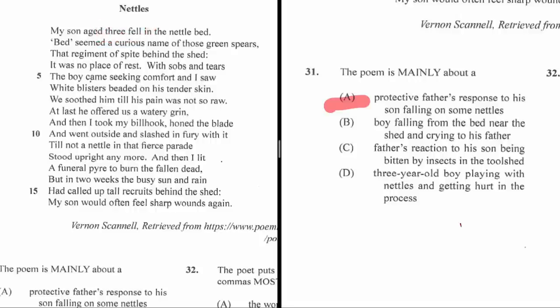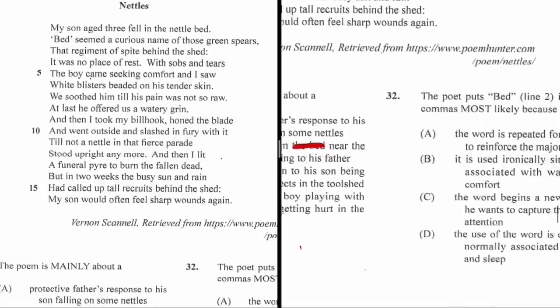The boy did not fall from the bed. That's kind of a trick answer because they have nettle bed here, but the bed here is just the flower bed, not an actual bed that one sleeps in. The bee is out. The father did not react to the son being bitten by an insect here. We did not see the son playing with the nettles. Let's move on to 32.